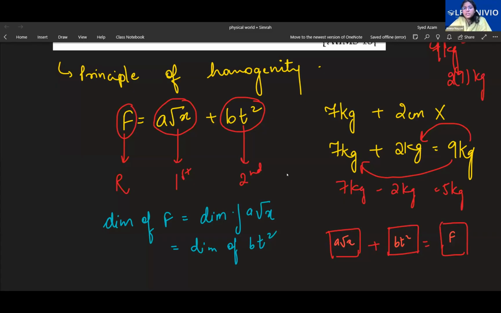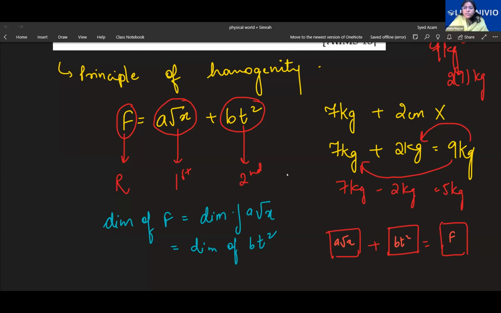You are multiplying mass with velocity and you're getting momentum. You're dividing force with area, you're getting pressure. So multiplication and division work. But you must have never seen two unlike quantities getting added together or unlike quantities getting subtracted.